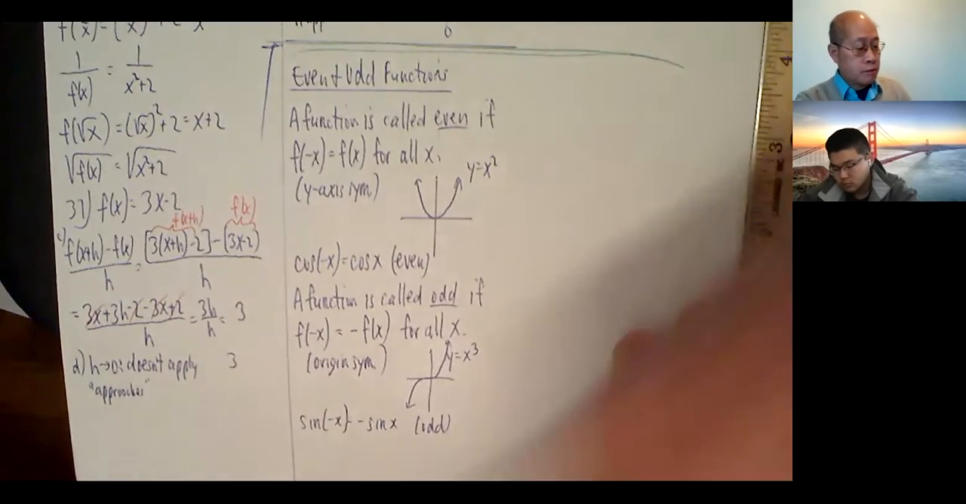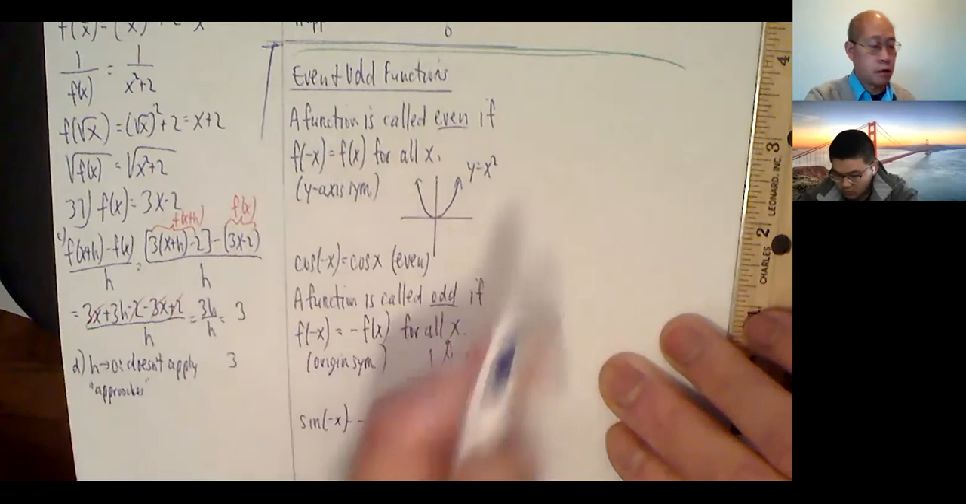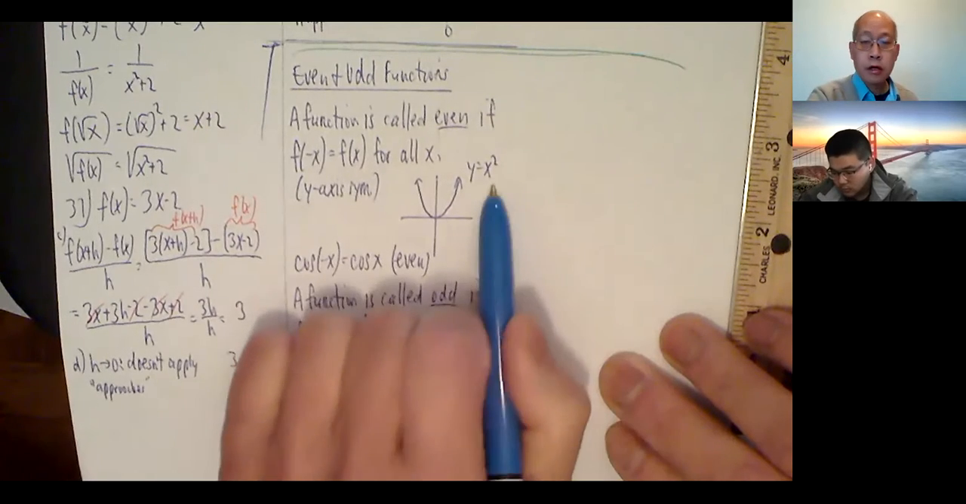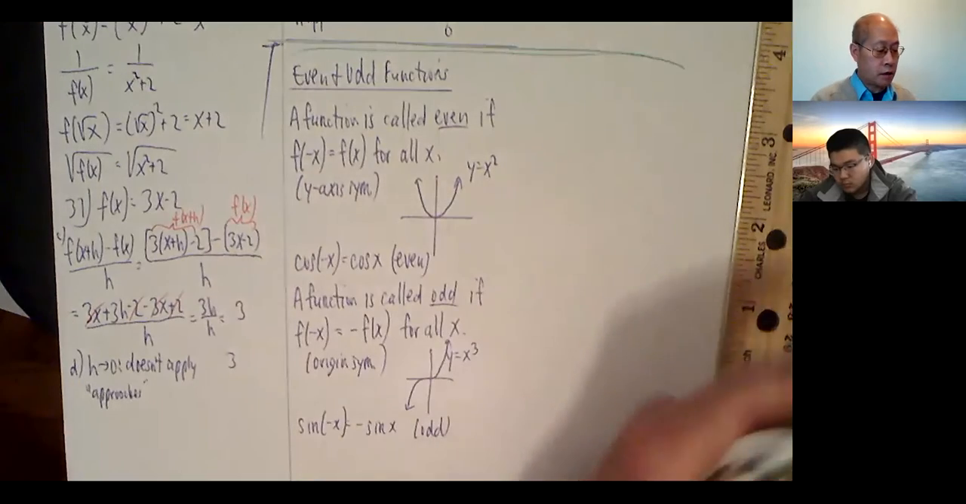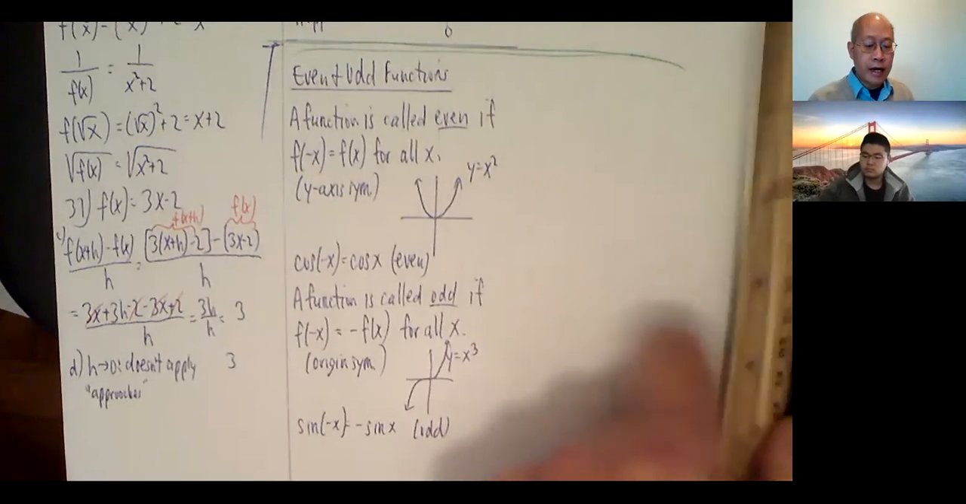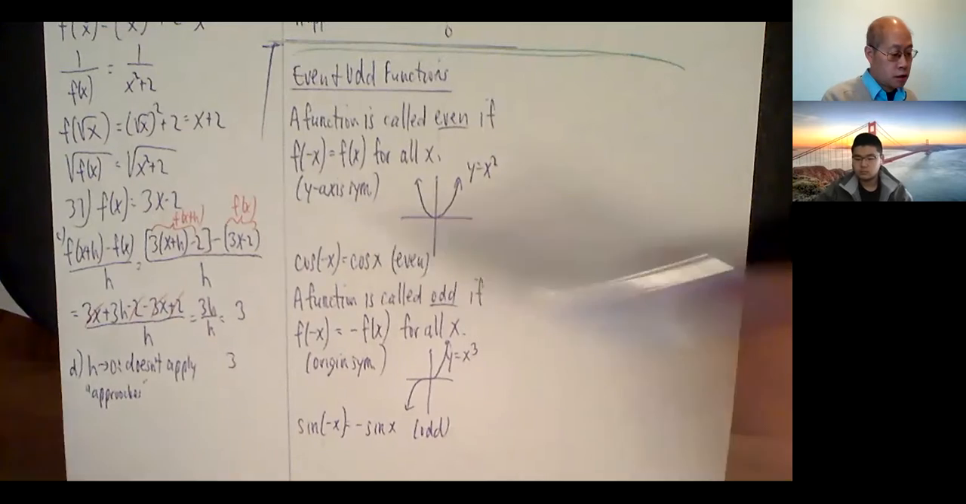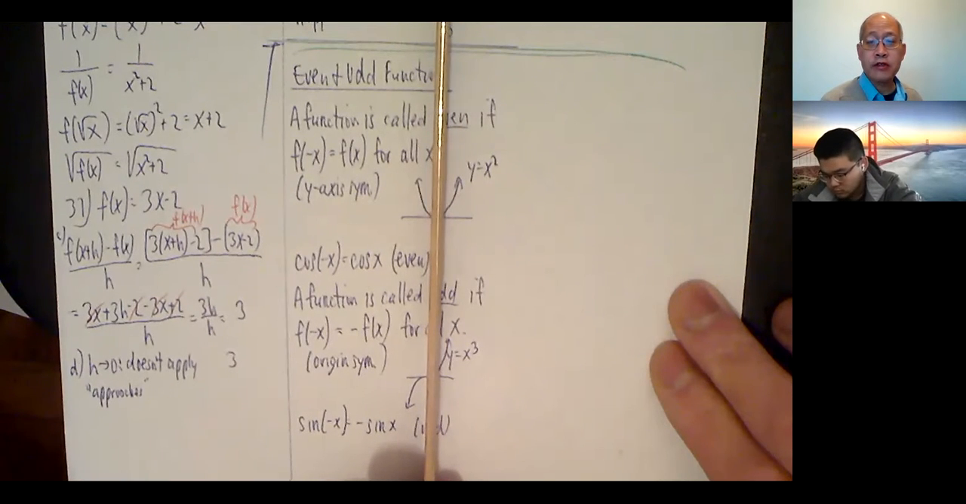But notice right here, what do you get when you plug in, let's say, 3? You get 9. What do you get when you plug in -3? You still get 9, right? So that's always going to be true for this function. So you have y-axis symmetry. If you put a mirror right on the y-axis, the left side and the right side are mirror images of each other.